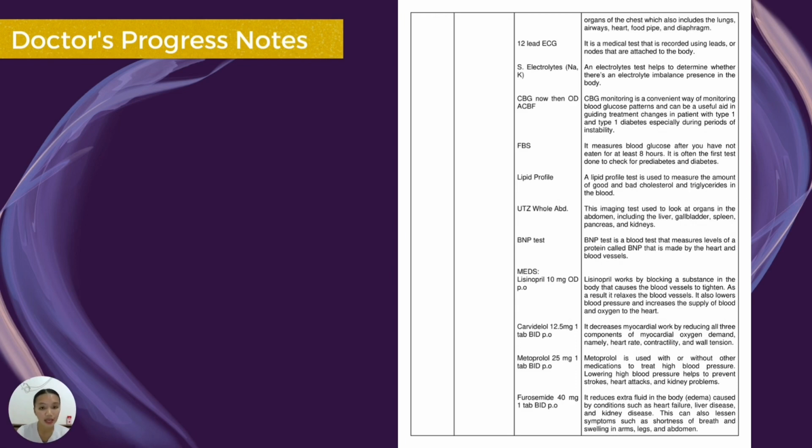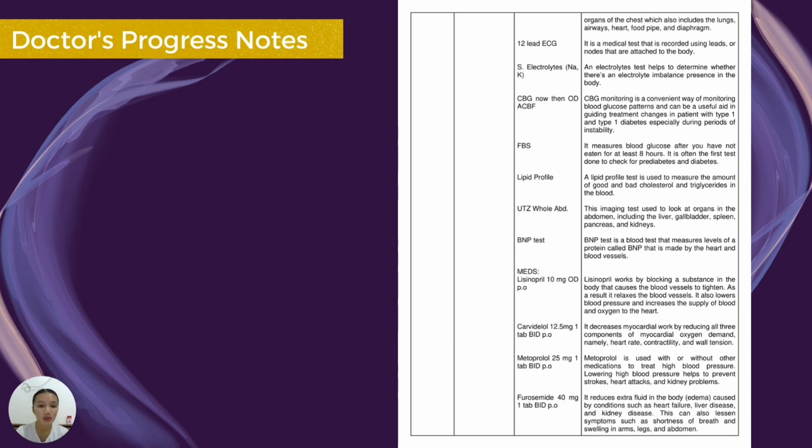Now for the FBS, or the fasting blood sugar, it measures the blood glucose after the patient has not eaten for at least 8 hours. It is also often the first test done to check for pre-diabetes and diabetes. Now for the lipid profile, a lipid profile test is used to measure the amount of good and bad cholesterol and triglycerides in the blood.